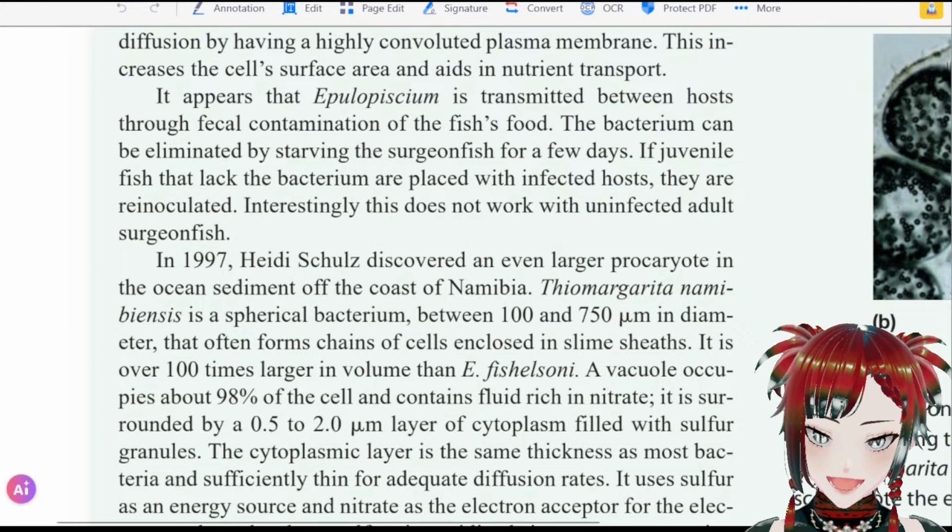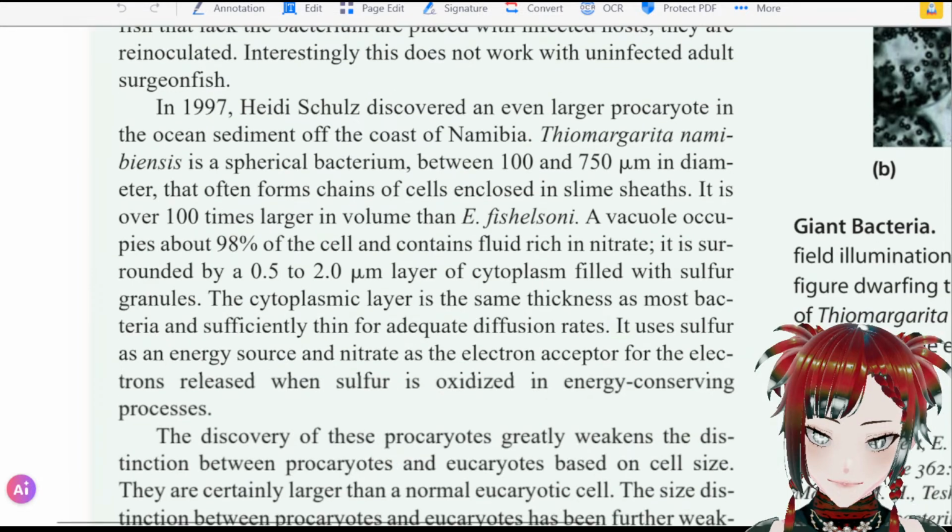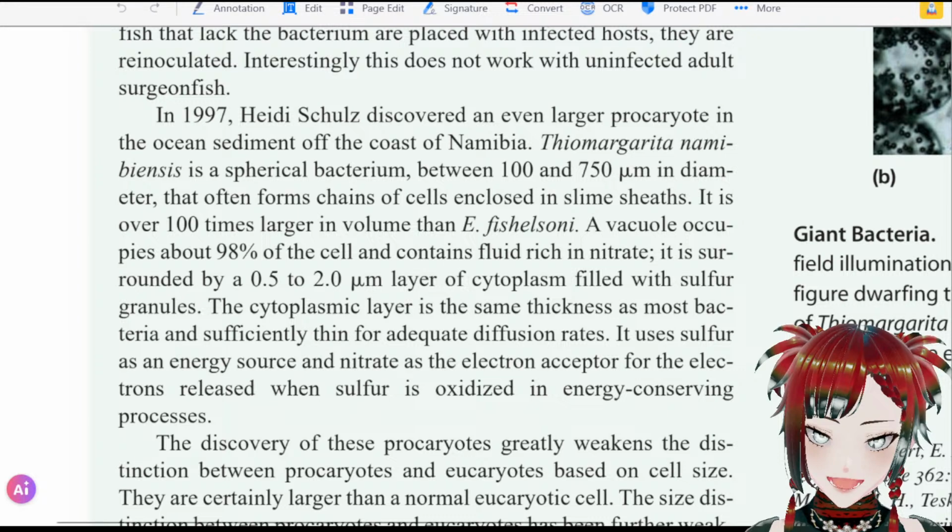Up till this time, Epulopicium was the largest bacteria, right? But in 1997, Heide Schulz discovered Thiomargarita namibiensis, a spherical bacterium between 100 and 750 micrometers. If you look at the highest range, it is larger than the 600 micrometers of Epulopicium in diameter. And they are talking about 100 times larger in volume than E. fishelsoni. I thought it was 100 million times, because somewhere here they compared them to E. coli. Of course it is quite a bit larger than E. coli, which is about 1 micrometer.